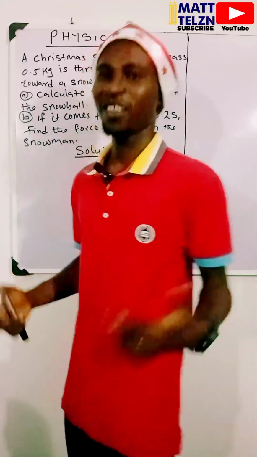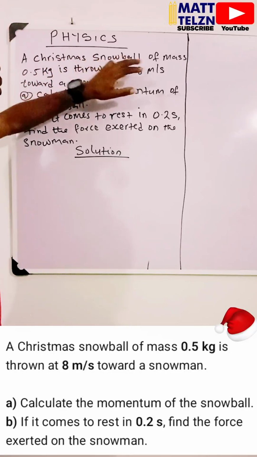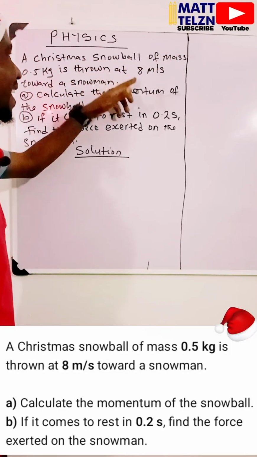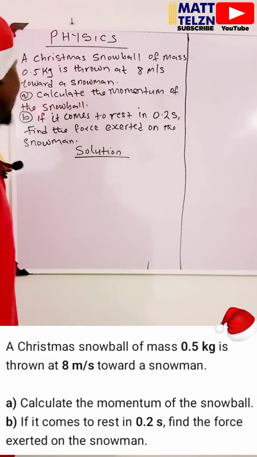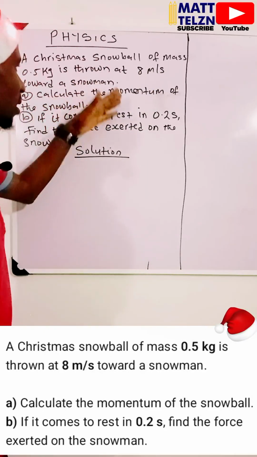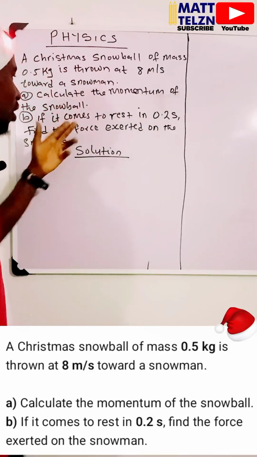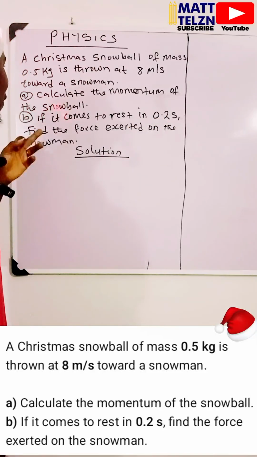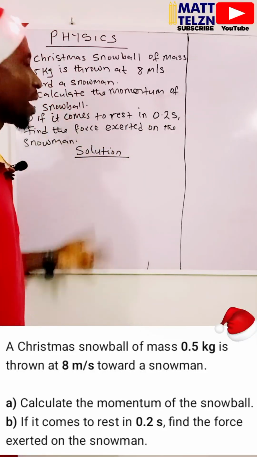Let's go there, okay? A Christmas snowball of mass 0.5 kg is thrown at 8 meters per second toward a snowman. A. Calculate the momentum of the snowball. B. If it comes to rest in 0.2 seconds, find the force exerted on the snowman, right?